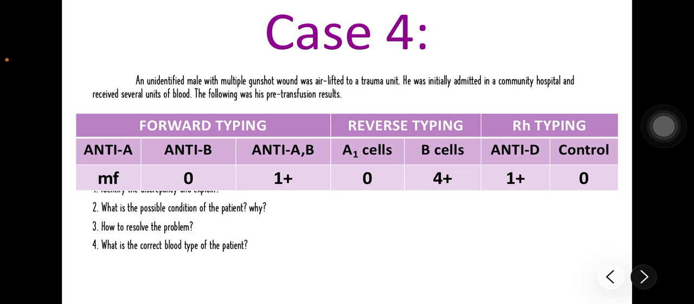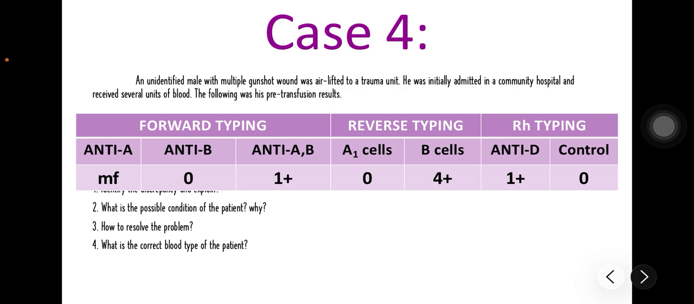So what's the discrepancy? There is a mixed field reaction in forward typing with anti-A, while the reverse typing clearly shows strong anti-B, or a 4 plus reaction, and no anti-A, which is consistent with group A serum. Normally, a true group A person should show strong reaction with anti-A in the forward, and in the reverse, it should be anti-B only. Instead, the forward typing shows weak or mixed anti-A, creating an ABO discrepancy between forward and reverse results.